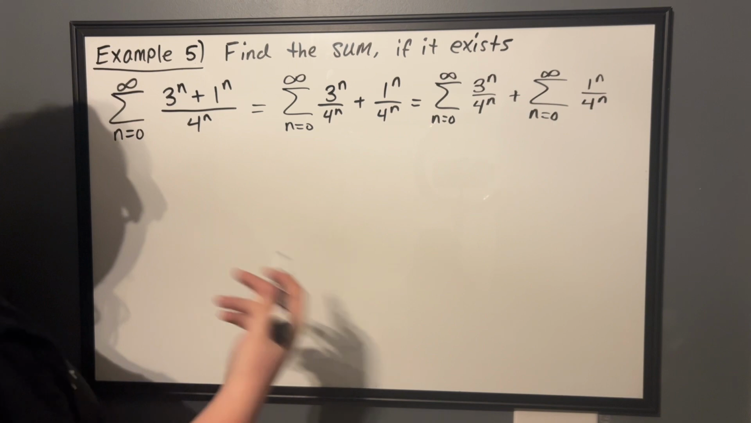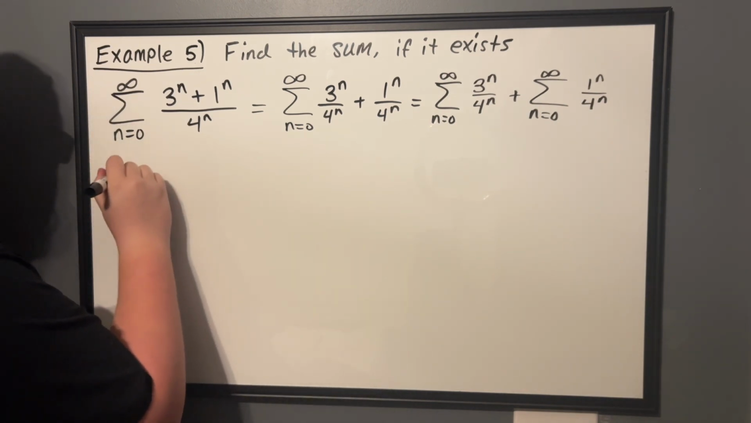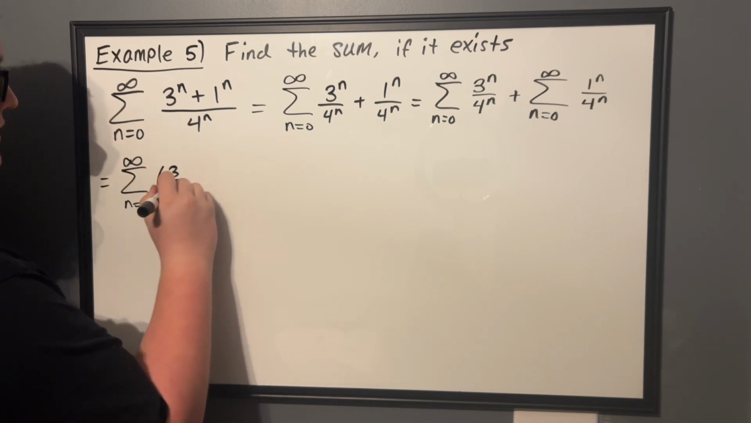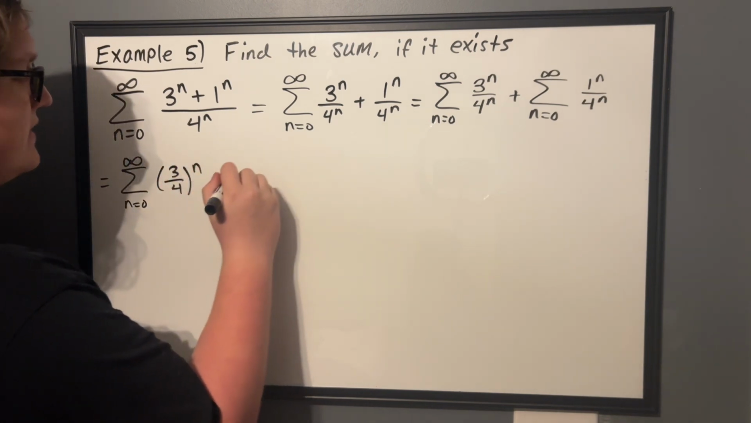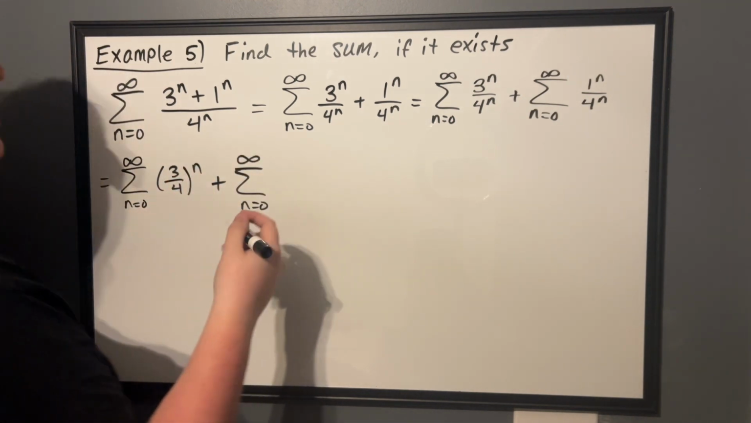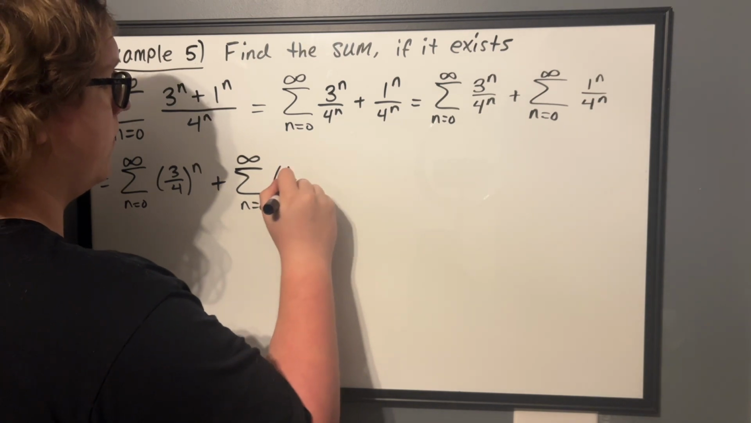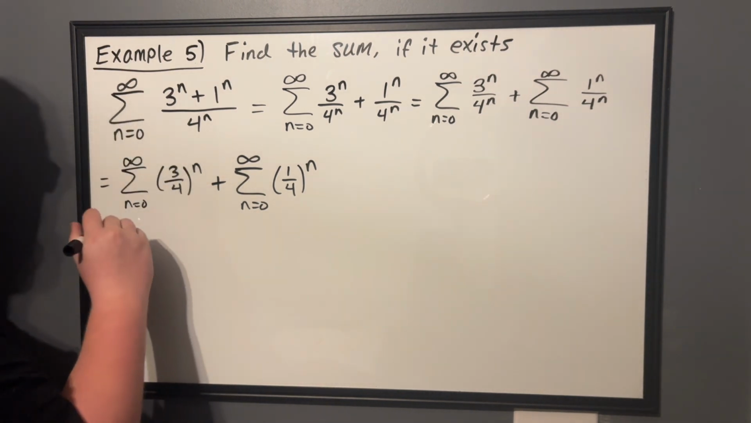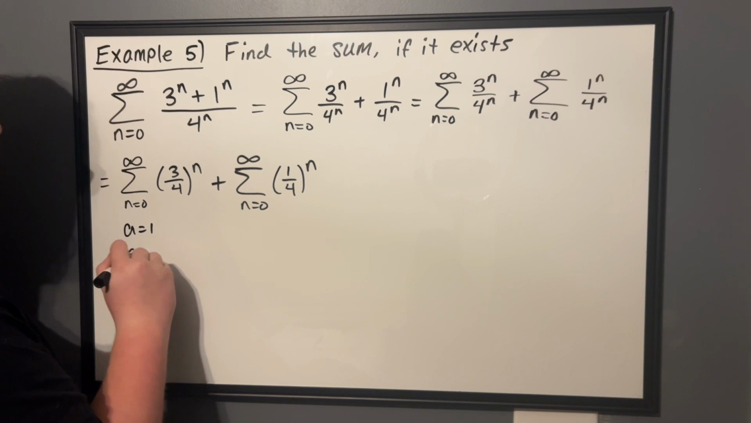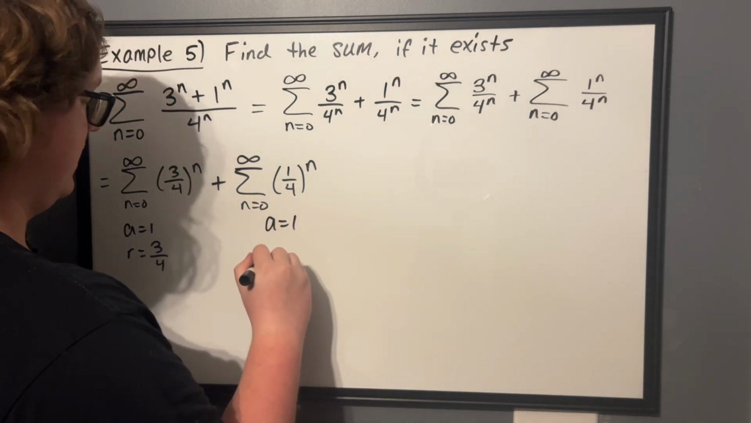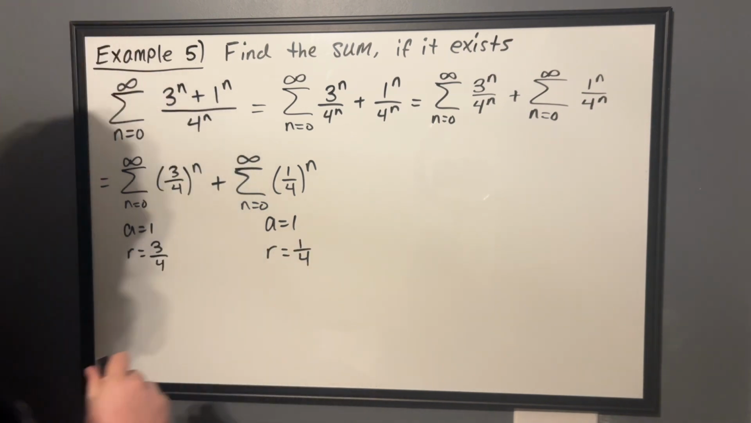So just like the last couple questions, we'll rewrite the first one as the sum from n equals 0 to infinity of 3/4 to the n. And then the same thing with the second one, n equals 0 to infinity. This is just like the first question, where we just have 1 over 4 to the n. And now we can work with these series individually. So for this one, a is equal to 1, and r is equal to 3/4. And for this one, a is also equal to 1, and r is equal to 1/4.